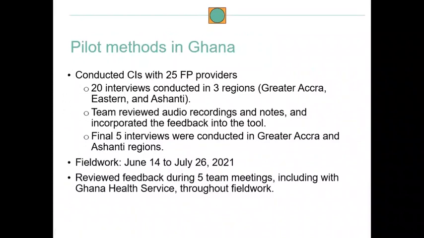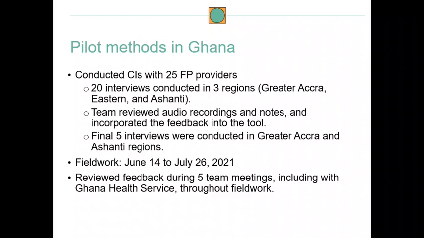So as I mentioned, our initial work was conducted in Ghana to pilot this. We applied the cognitive interviewing tool with 25 family planning providers. We began with 20 interviews that were conducted in 3 regions: Greater Accra, Eastern, and Ashanti. The team reviewed audio recordings and notes from each of these interviews and incorporated feedback into the tool. And then we went out and did an additional round of 5 interviews to assess each of the modules with the revised instrument in Greater Accra and in Ashanti.